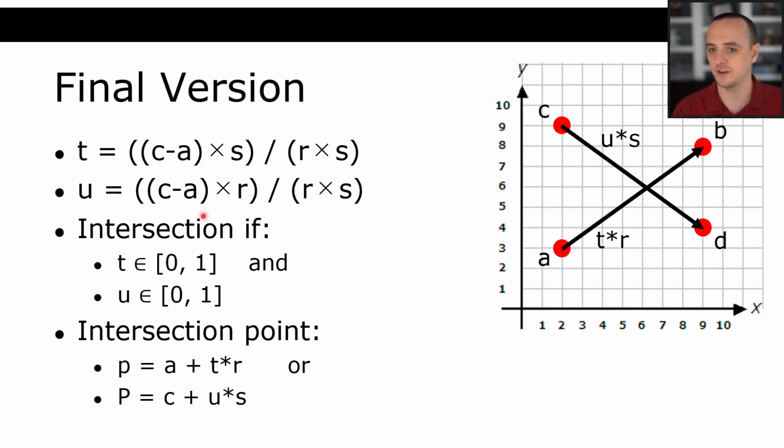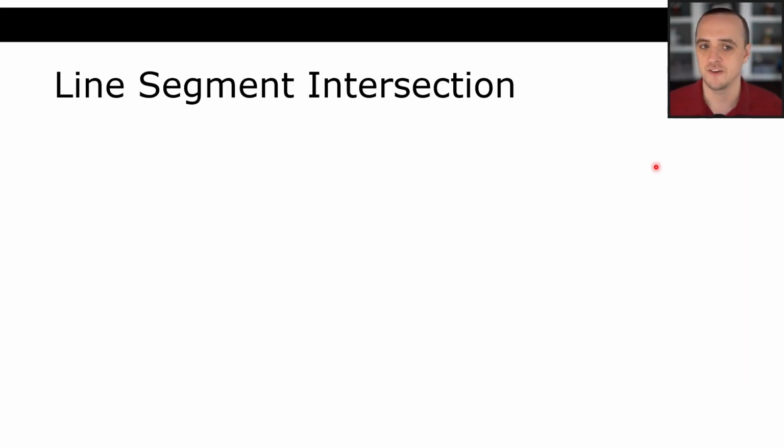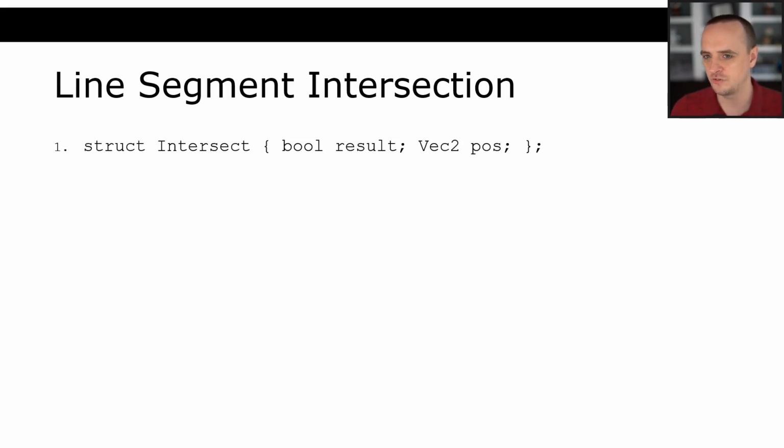So this is the whole thing. This is line segment intersection. You have a calculation, you have a little check here, and then you have the final calculation of the intersection point. So if you take that and you want to put it into code, which you're going to want to do probably for assignment 4, because you're going to have to do this, we're going to do the following.